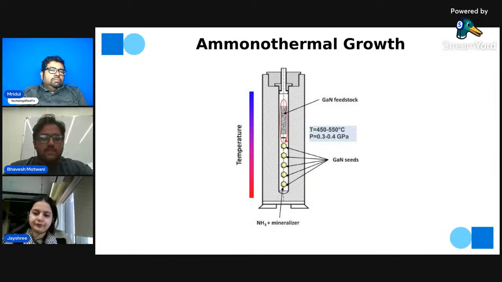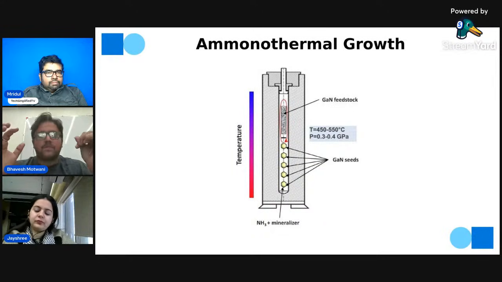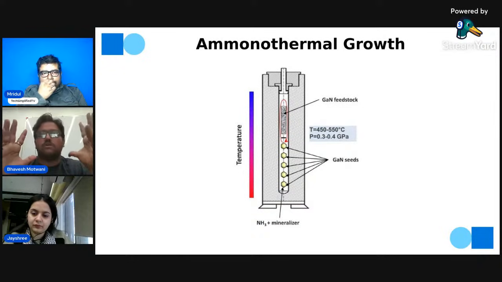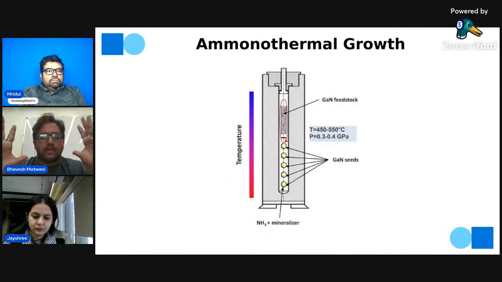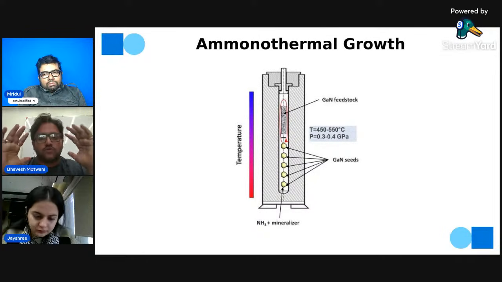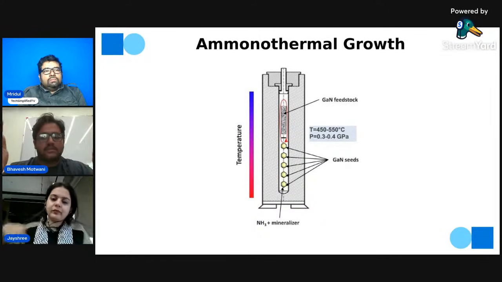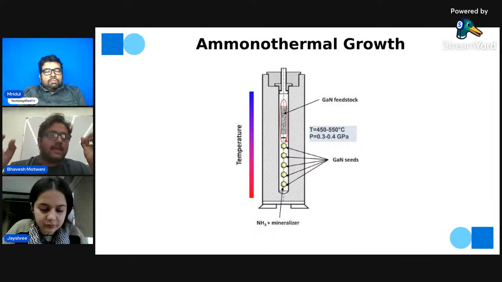Now, with the word itself, ammonothermal, we will use ammonia with some mineralizer. Mineralizer can be anything. It is a very expensive way of making a gallium nitride ingot. Suppose I have a furnace, which has a temperature that can go up to 2500 degrees Celsius, and it needs a huge amount of pressure, as it says, 0.3 to 0.4 gigapascal already.